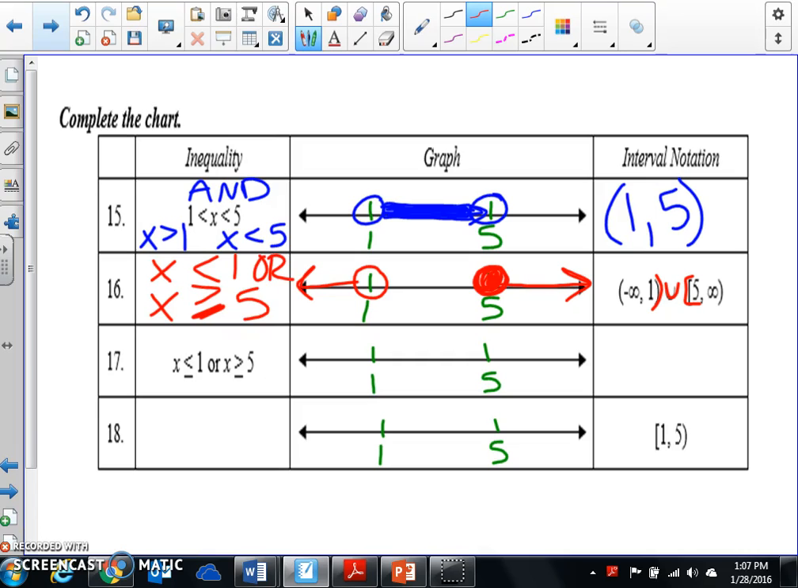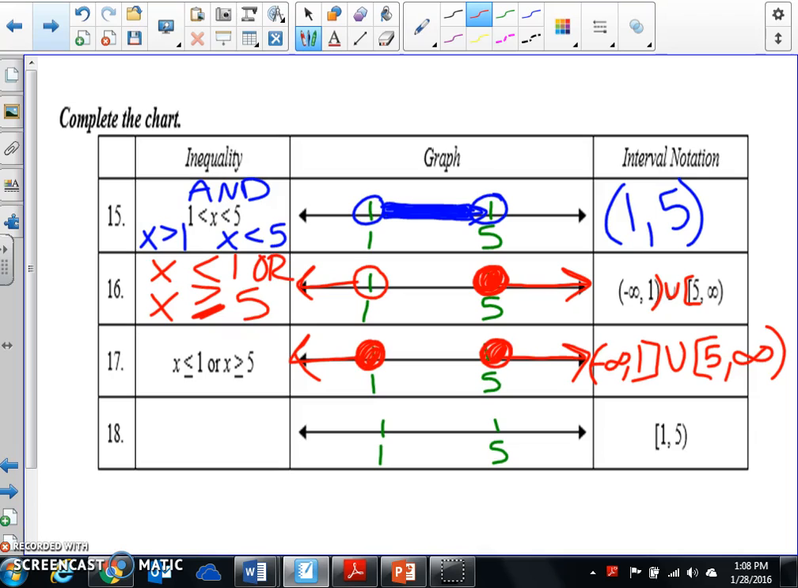Alrighty, here that equal sign means it's a closed dot and it's pointing to the left. Here it's another equal sign under there, so closed dot going to the right. Let's do the interval notation. So I start at the number 1. It's a closed circle, so it's a bracket, and then negative infinity, parenthesis, union, bracket, 5, going to positive infinity, parenthesis.